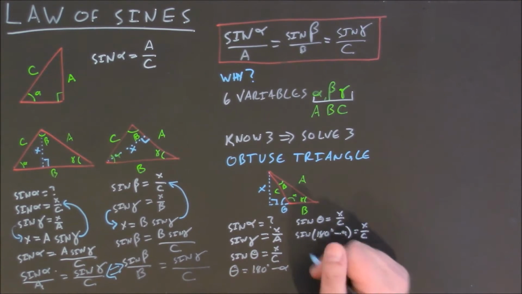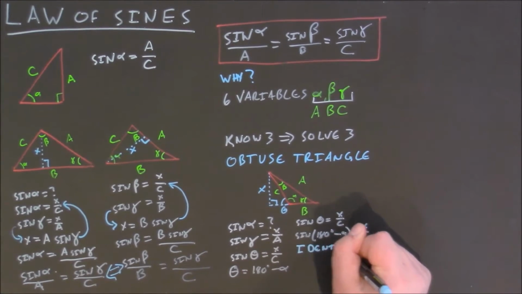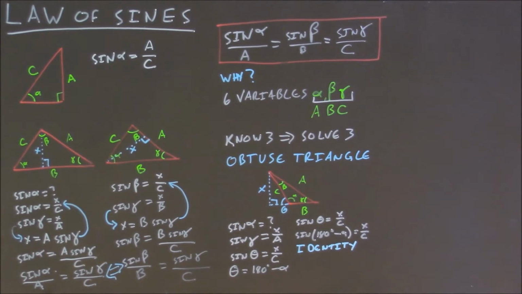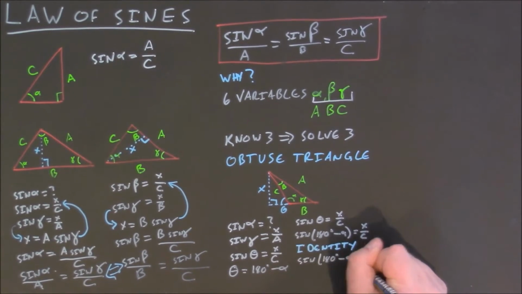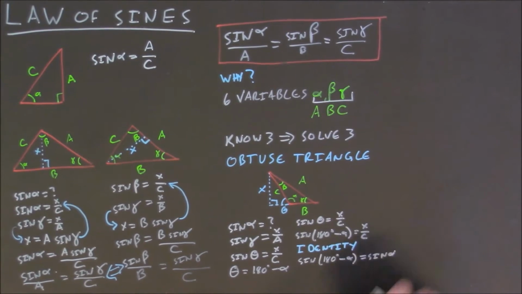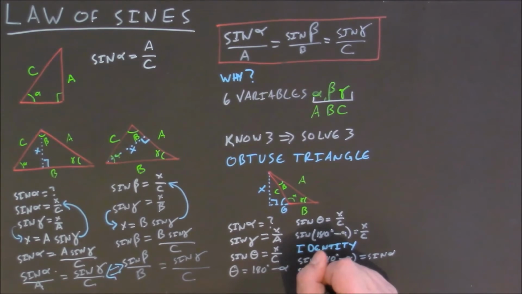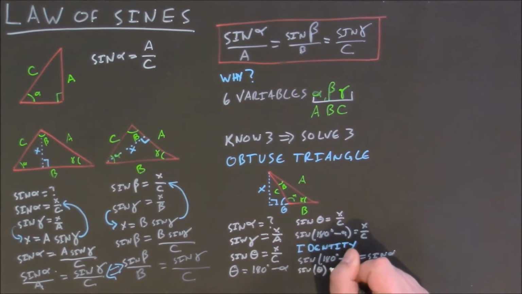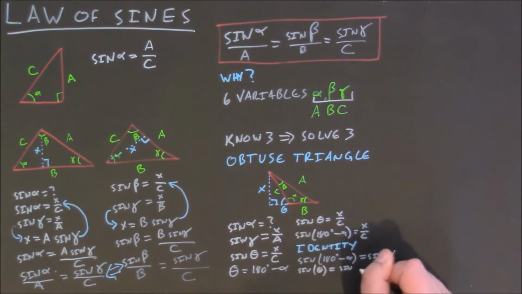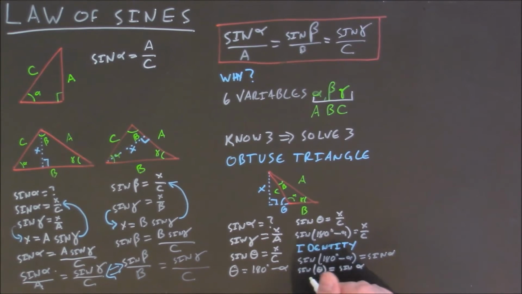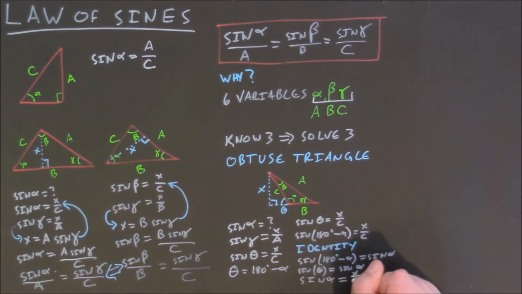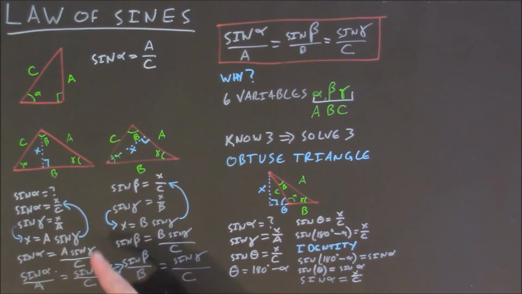Now here's where it gets tricky. We need to use an identity. There's a trigonometric identity that says that the sine of 180 degrees minus an angle is equal to the sine of that original angle. Now using this identity up here, we know that sine of theta is equal to sine of alpha. So we get that sine alpha is equal to x over c, just like we had before. Now from here we can go just like we did here and compute all the rest of the values.